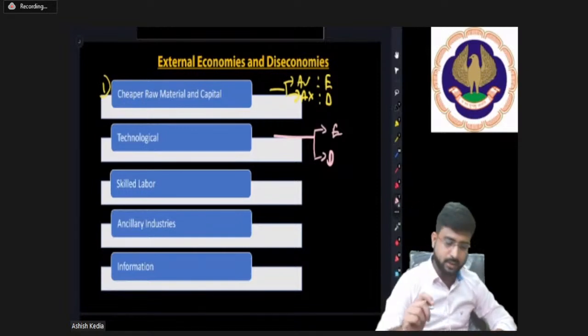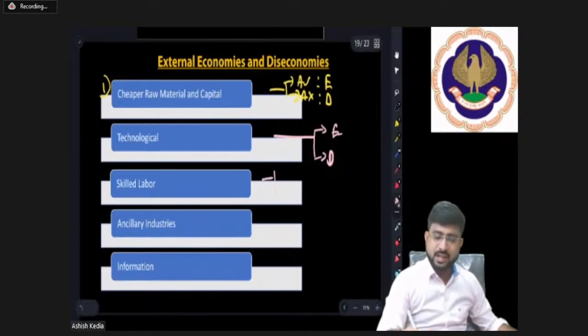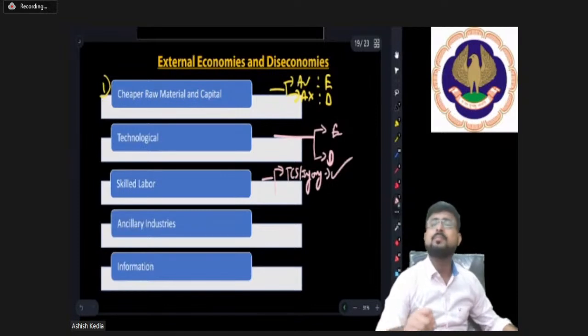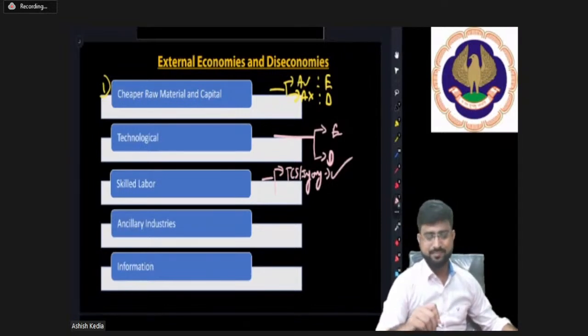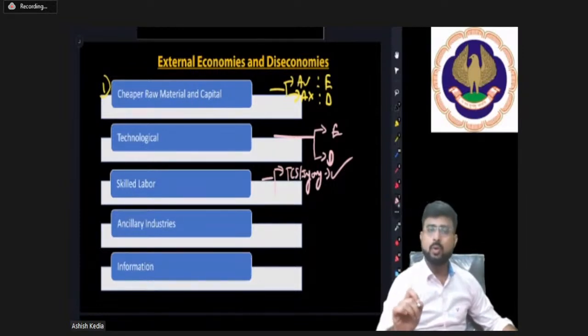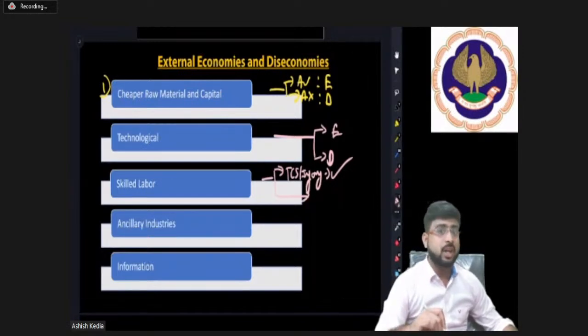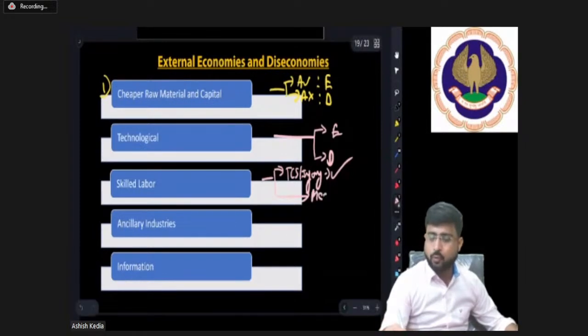Got it, sir. Next is skilled labor. Very important. Now see, in IT related, like TCS, Infosys, they are able to hire cheap labor because it is easily available as far as IT is concerned. So there is economy in these industries, but at the same time, in some industries it's very difficult to find skilled labor. It could be related to the medical profession, and therefore there is diseconomy.